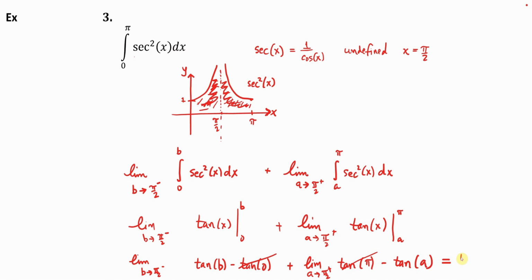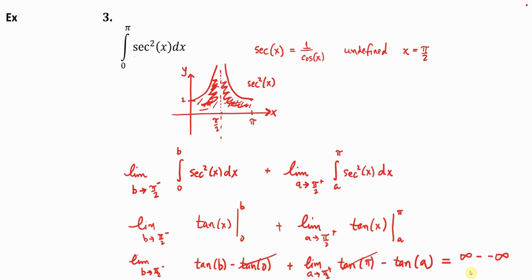Okay? And then on the other side of it, as a approaches pi over 2 from the positive side, it's going to approach negative infinity. And I'm doing something that's a little bit sloppy here. I'm using infinity as a number, and again, it's really not. It's just a way to intuitively describe what's going on.